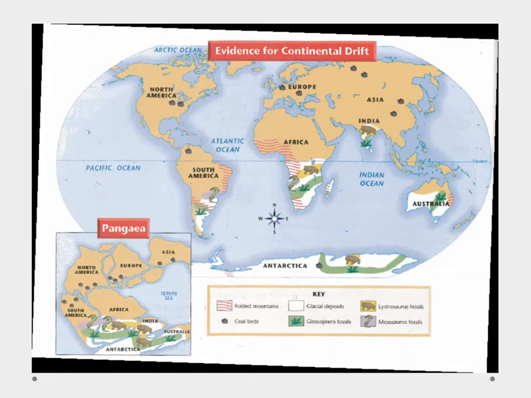Now, once proposed, people started looking for evidence. And what we found were a whole bunch of different things. We found that there were mountain types. You can see the mountain types here were the same of where these places were thought to be once together.